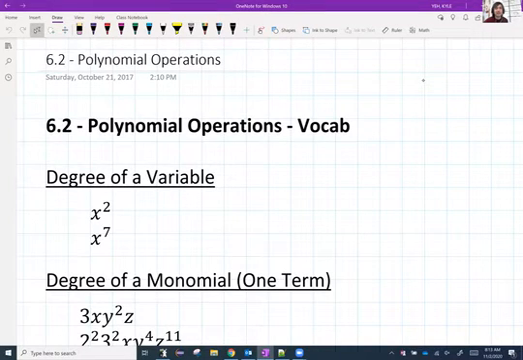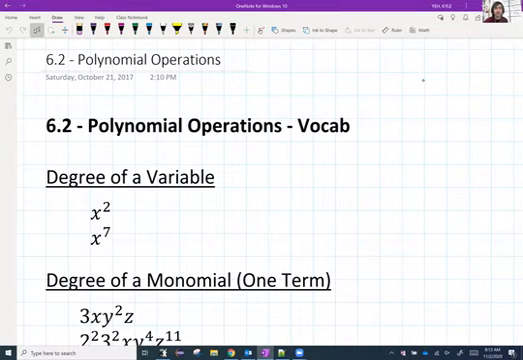Hey guys, we are back today with section 6.2, which has to do with polynomial operations. Now, most of this, again, will be review. We're going to get to some new stuff next section. But what this is going to consist of is kind of two things.